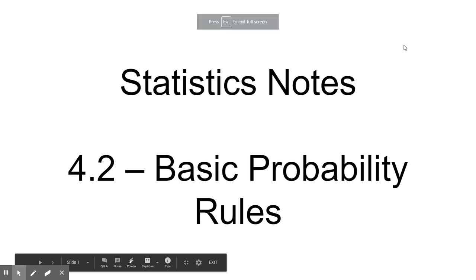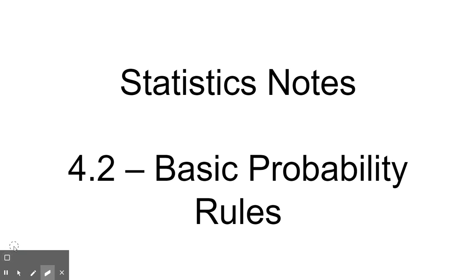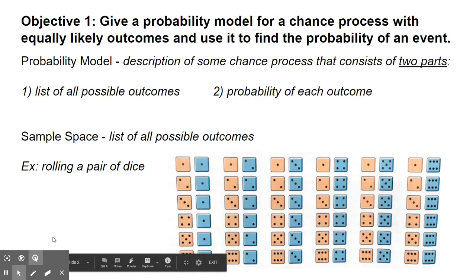All right, so that's 4.2 here, basic probability rules. Again, I think these are rules that you should have known or learned back in middle school, 8th grade, freshman year Algebra 1, possibly. So again, I think you're very familiar with these rules.